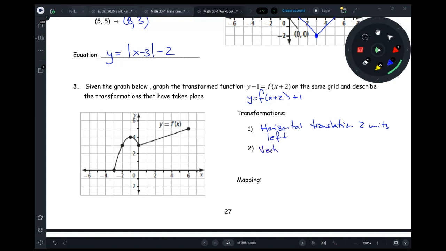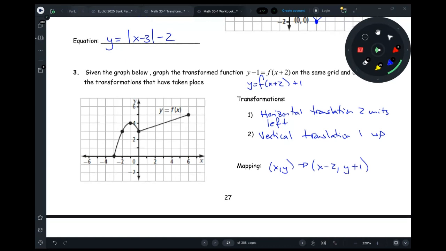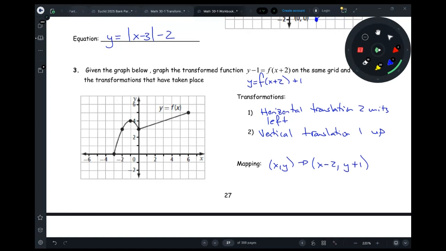Then I've got a vertical translation 1 up. And I know that's true because the y has been isolated. I have already moved that over. So it's already changed signs here. And so what I'm getting here is my mapping x comma y is going to become x minus 2, y plus 1.